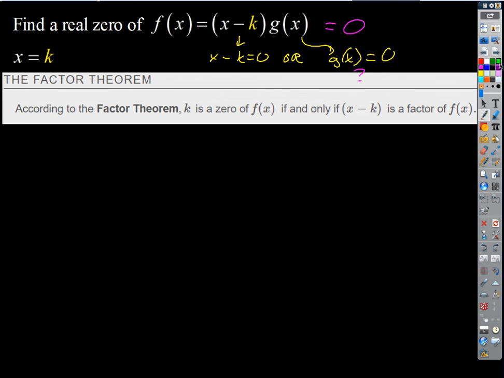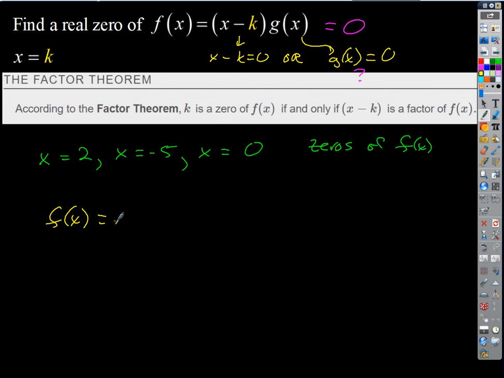So what if, I'll pose another challenge here, what if we wanted to build a function out of the zeros? Say we have the zeros x equals 2, x equals negative 5, and x equals 0. Those are my zeros. What's one function that would have those zeros? What do you think? Quantity x minus 2 times quantity x plus 5 times x.